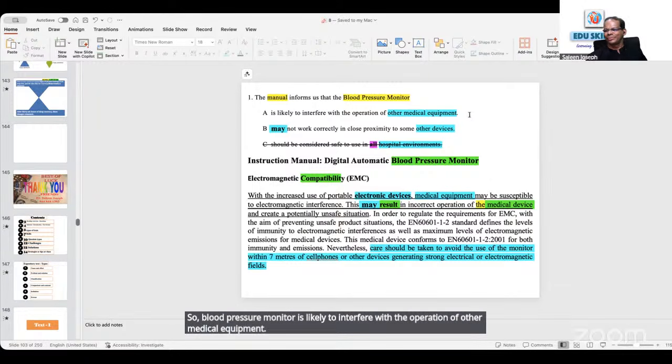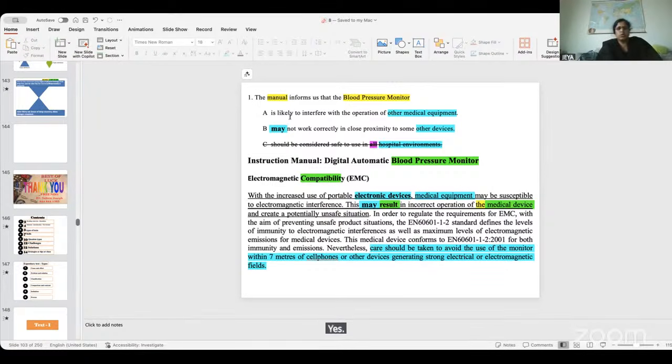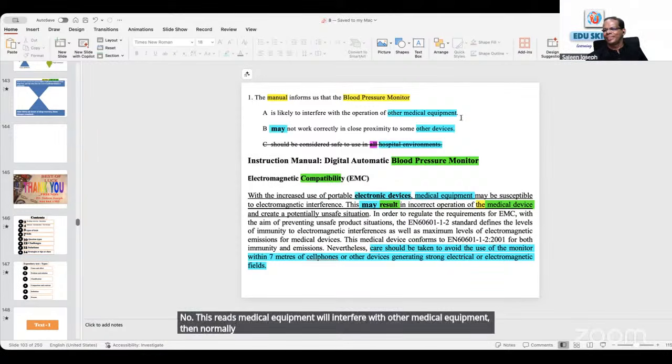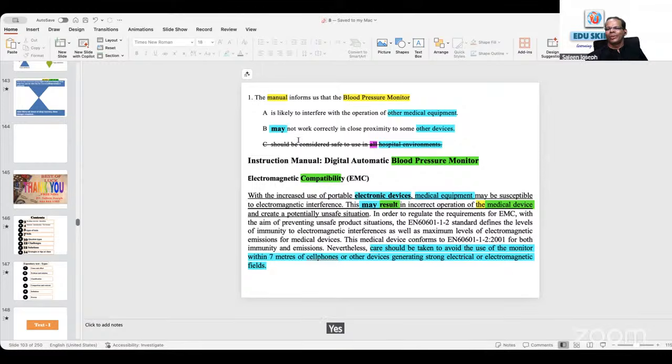No. This reads as medical equipment will interfere with other medical equipment. Normally that is not the situation, right? May not work correctly in close proximity with all your cell phones. Close proximity, 7 meters. Right answer. Yes, this is right. And within 7 meters.